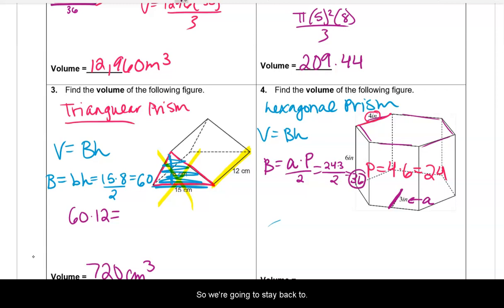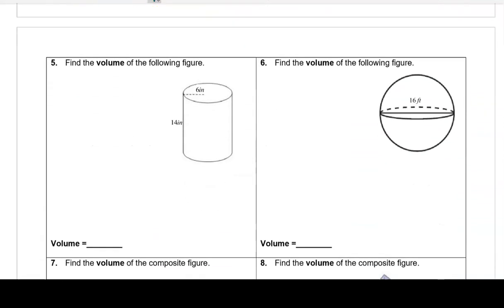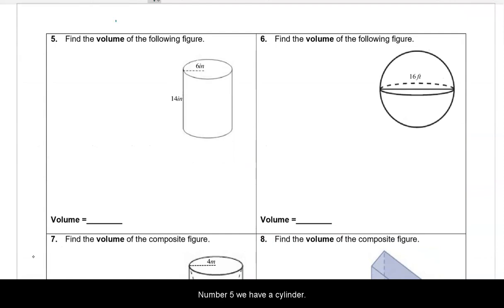So we're going to say back to volume, 36 times our perpendicular height. We're looking for not the base, but a height or a length coming off of the base. If you guessed 6, you are correct. So 36 times 6 gives us 216 inches cubed. Awesome, good job so far. We are almost done. Number 5, we have a cylinder.